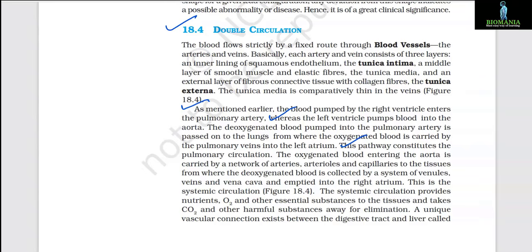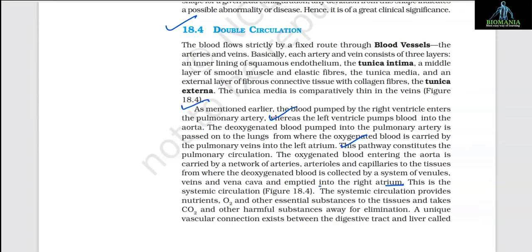The oxygenated blood entering the aorta is carried by a network of arteries, arterioles and capillaries to the tissues, from where the deoxygenated blood is collected by a system of venules, veins and vena cava, and emptied into the right atrium. This is the systemic circulation. The systemic circulation provides nutrients, O2 and other essential substances to the tissues and takes CO2 and other harmful substances away for elimination.